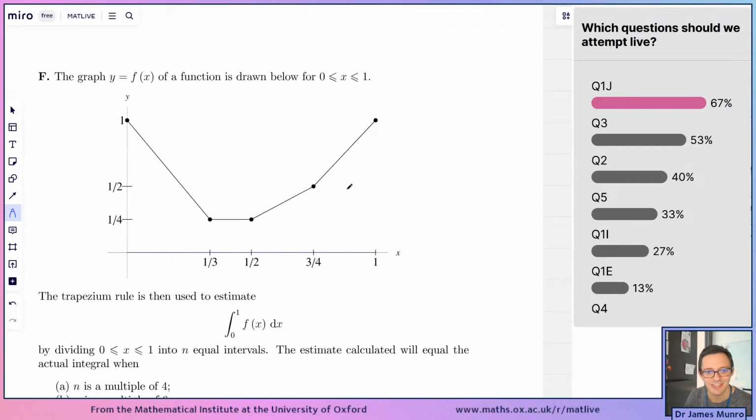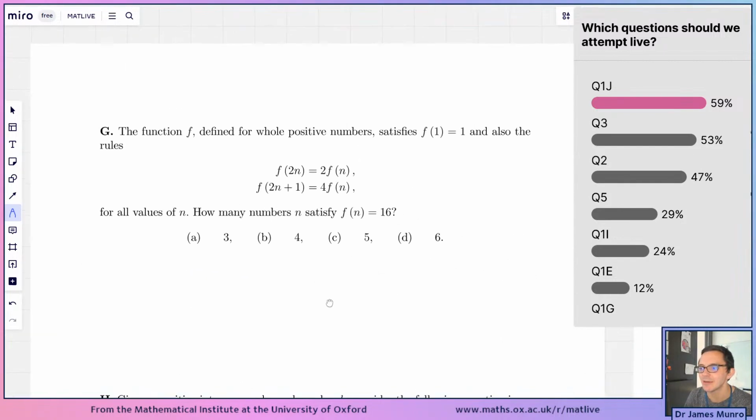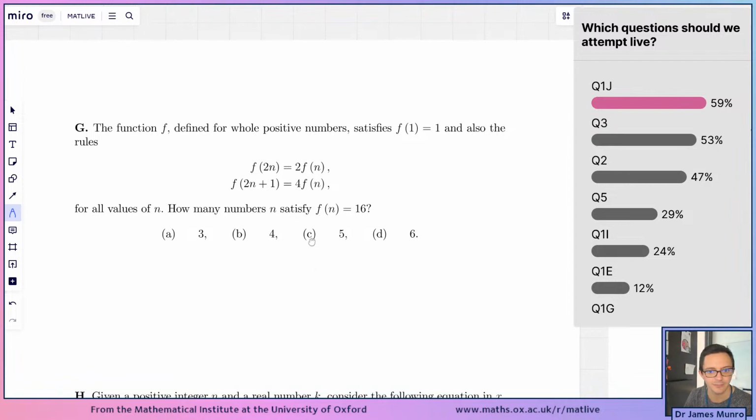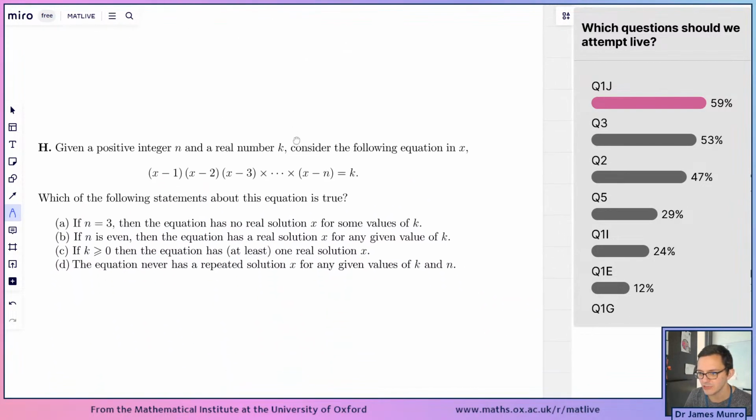People voting for trapeziums. Who knows? Yeah, trapeziums are winning. No, J is winning at the moment. We'll get there in a second. We've got a complicated function in G. And then H has got, oh my goodness, an equation. Another equation, lots of things multiplied together.